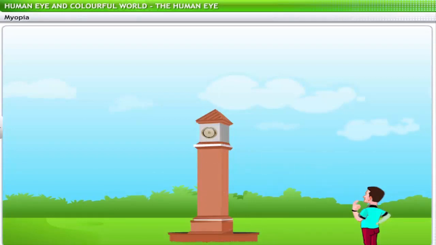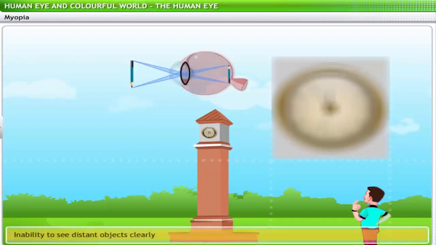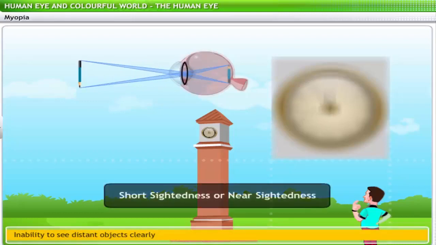Look at the image of the clock tower as it appears to Uncle Tom without his glasses. As you can see, the image is indistinct. This is because Uncle Tom is suffering from myopia. Myopia is a defect in which a human eye can see nearby objects clearly, but distant objects appear blurred and unclear. Myopia is also known as short-sightedness or nearsightedness.